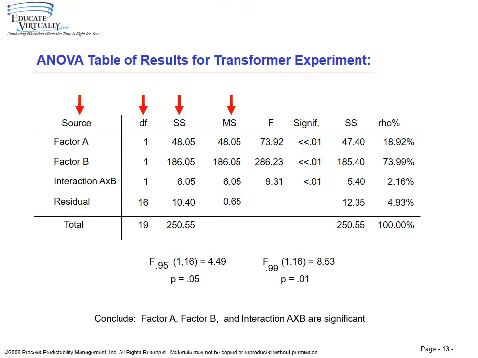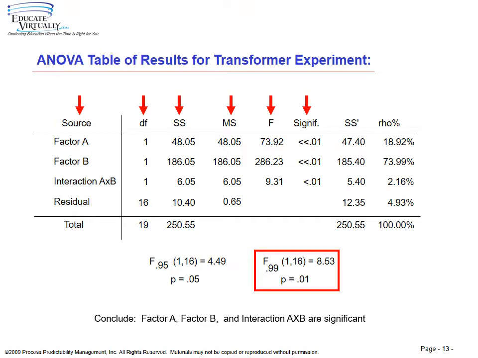The mean square is just the sum of squares divided by the degrees of freedom. The F statistic that we calculate is the mean square divided by the mean square for the residual. Then we can take a look at the significance.